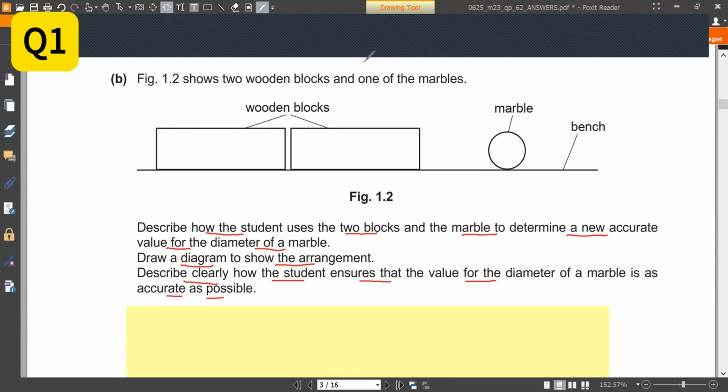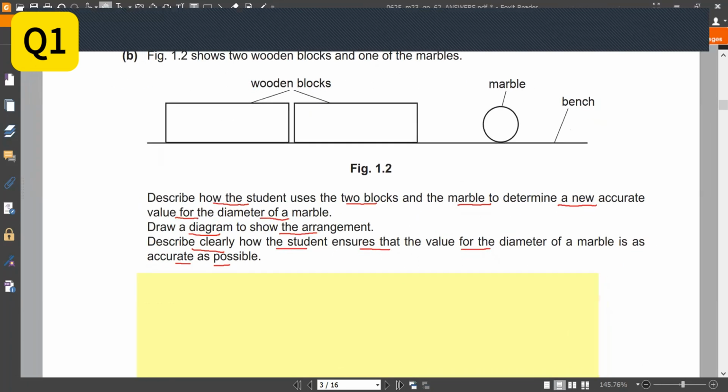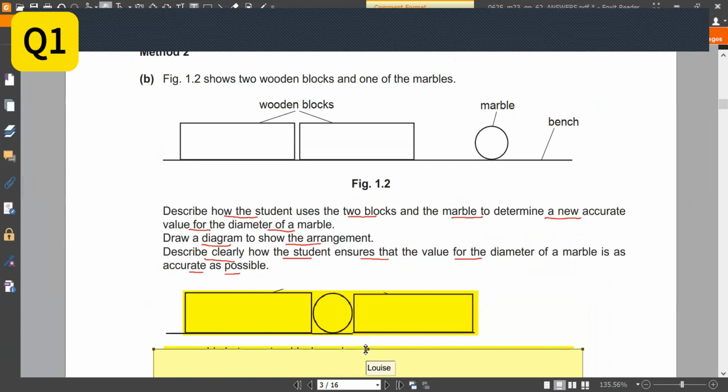Okay, how do we set up the measurement? So it should be something like this. So we can set it up like this. So we put the marble in between the two blocks and then we measure accordingly. So that's the idea. So if we are just measuring one marble, we can use the wooden blocks, which will be more accurate. So we can see the boundary more clearly. So this is the diagram, so that will give us some points.